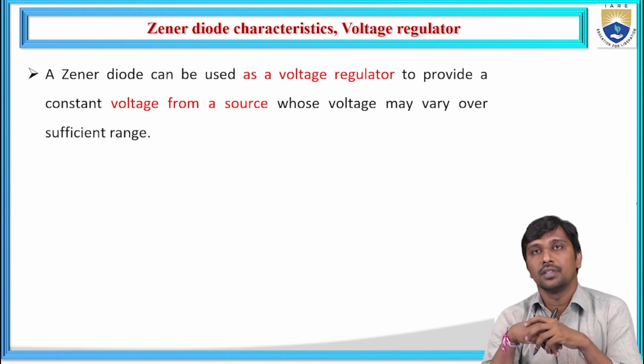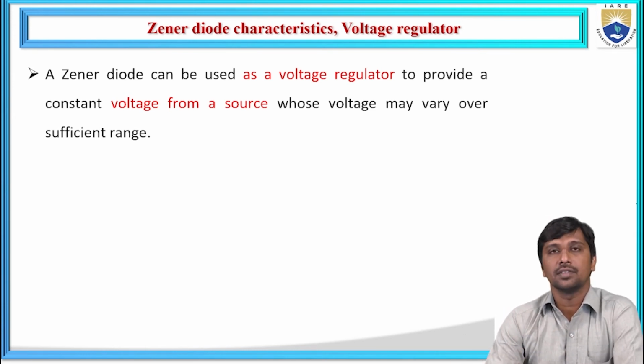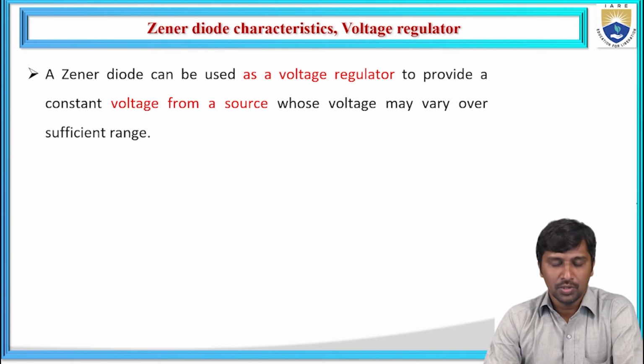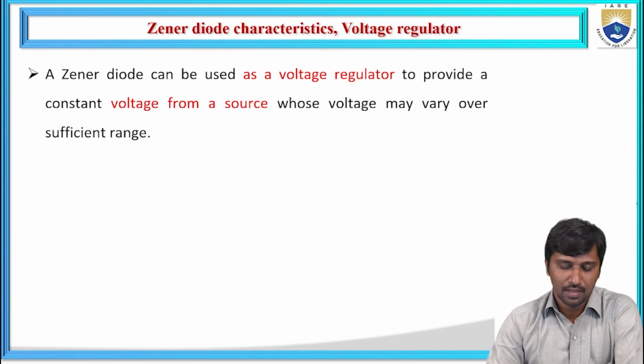Suppose you observe a normal PN junction diode. A normal PN junction diode can be used as either a switch or a rectifier. Here, the Zener diode can be used as a voltage regulator. So in the case of regulated power supplies, we need to use this Zener diode.